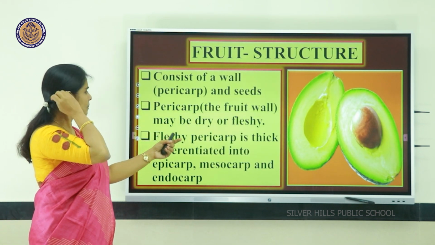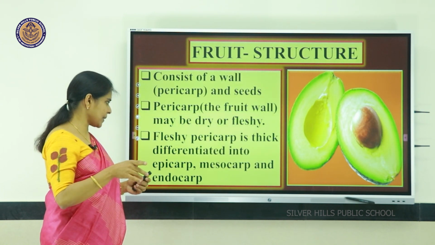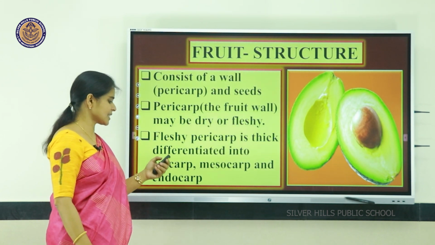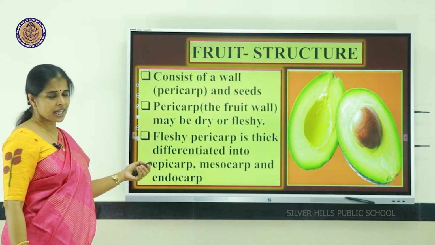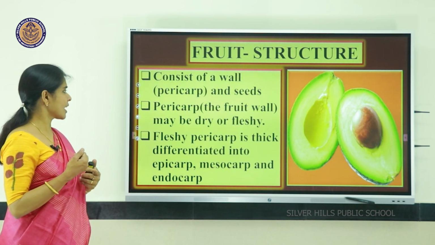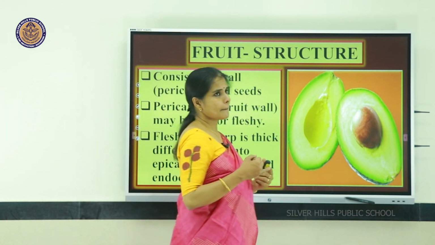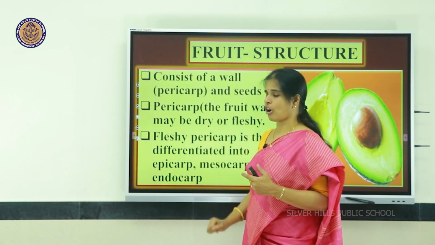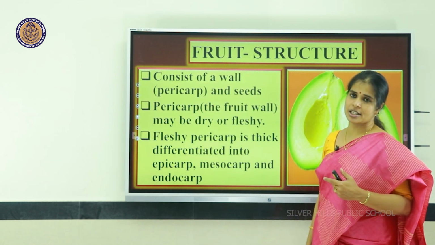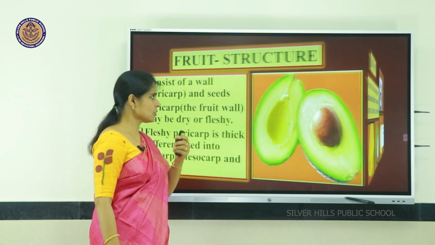This fleshy pericarp is further differentiated into three regions: the outermost part as epicarp, the fleshy part as mesocarp, and the inner hard stony part as endocarp. This detail we can study for different fruits. Generally, the fruit structure consists of a wall, which we call the pericarp, and seeds. The pericarp may be dry or fleshy, and if it is fleshy, it is differentiated into epicarp, mesocarp and endocarp. In detail we have to study.